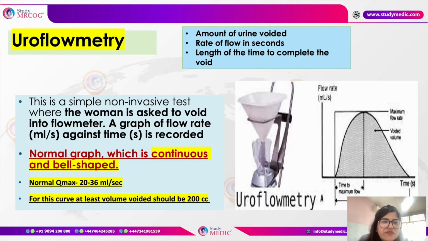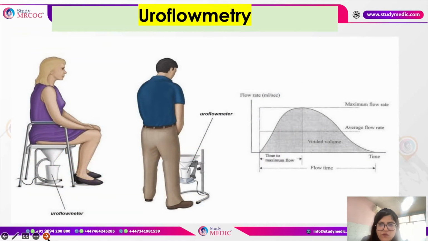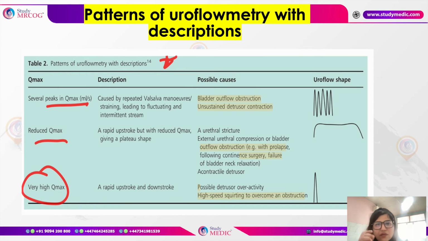Uroflowmetry is a simple non-invasive test where a female is asked to void into a flow meter, and you get a graph of this sort. It is a continuous bell-shaped graph, as you can see here, and the Qmax, which is the maximum flow rate, is 20 to 36 ml per second. To obtain this graph, the minimum amount of urine that should be voided is around 200 cc. I have already explained this.